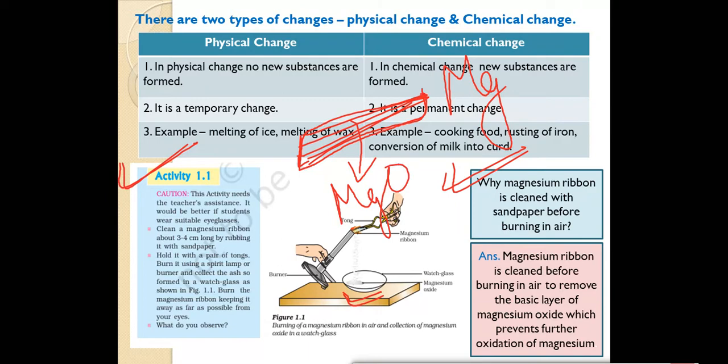ठीक है, अगर आप मैग्नीशियम रिबन को क्लीन नहीं करके इसको बर्न करोगे तो क्या होगा? मैग्नीशियम रिबन ठीक से बर्न ही नहीं होगा, क्योंकि ये जो मैग्नीशियम ऑक्साइड का लेयर है वो उस मैग्नीशियम रिबन को बर्न करने नहीं देगा. So we have to remove this magnesium oxide layer so that magnesium ribbon can burn easily. Right? So what is the answer? Magnesium ribbon is cleaned before burning in air to remove the basic layer of magnesium oxide which prevents further oxidation of magnesium. So this is the answer for that.